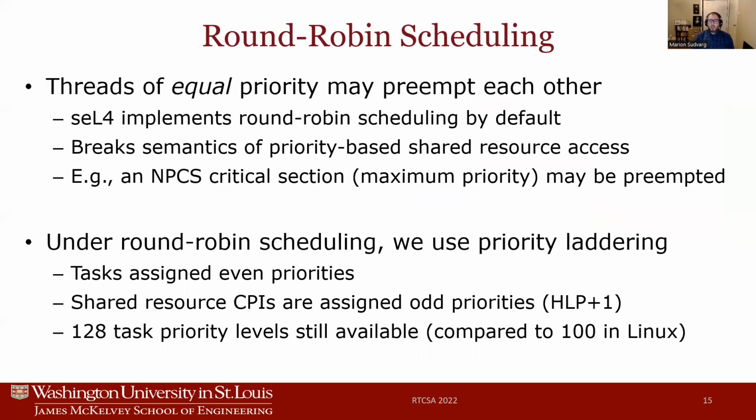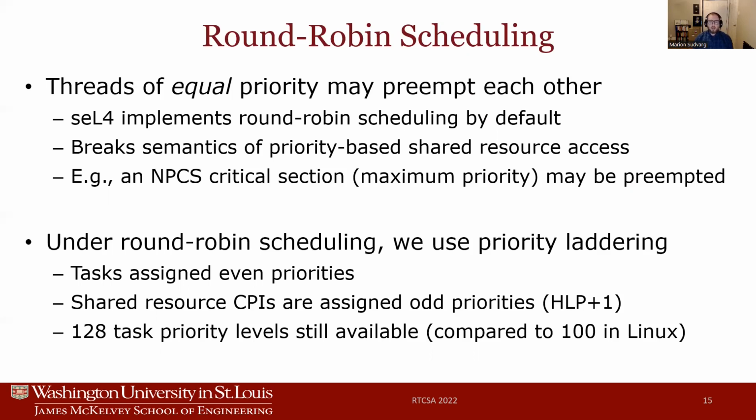Under round-robin scheduling, threads of equal priority may preempt each other. seL4 implements round-robin scheduling by default, which breaks the semantics of priority-based shared resource access. For example, a non-preemptive critical section running at the maximum system priority may actually be preempted by another thread of equal priority. So to address this, under round-robin scheduling, we use priority laddering.